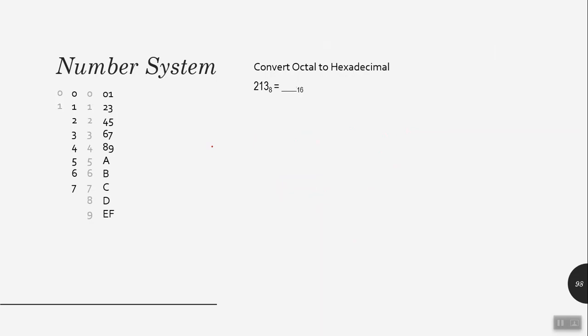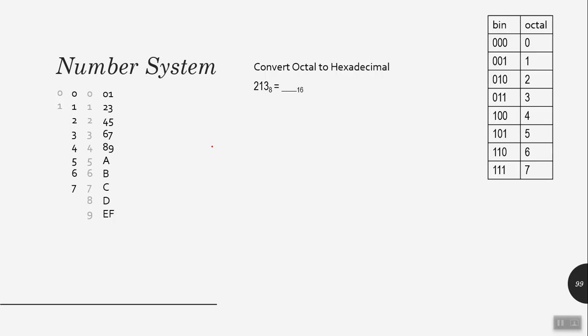Now let's see how we are going to convert octal to hexadecimal. Given 213 base 8, we will have to convert it into hexadecimal. The first thing that we have to do is convert octal to binary and then that binary into hexadecimal. So the binary number system will serve as a bridge for us to convert octal into hexadecimal.